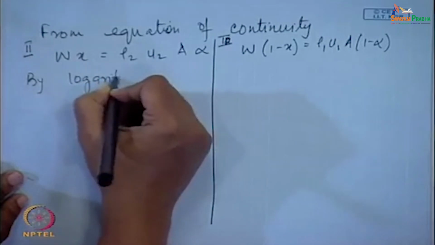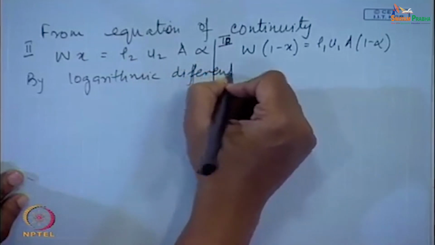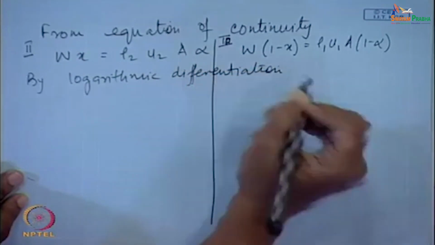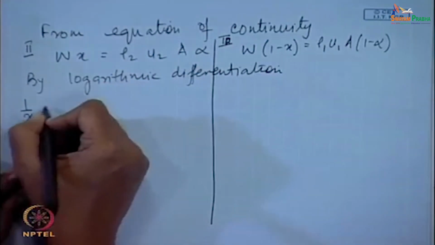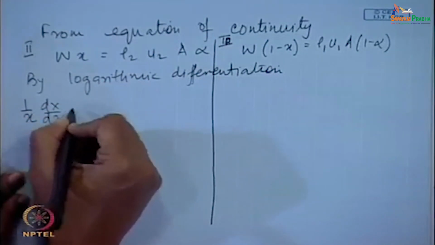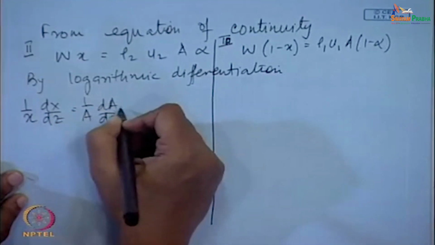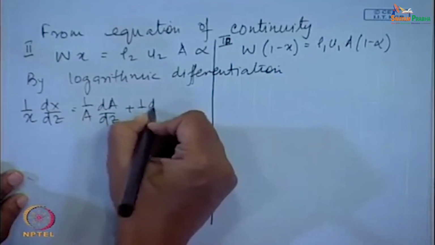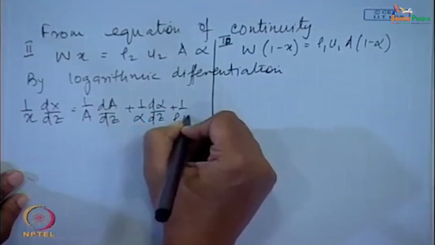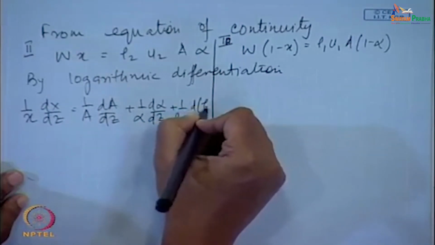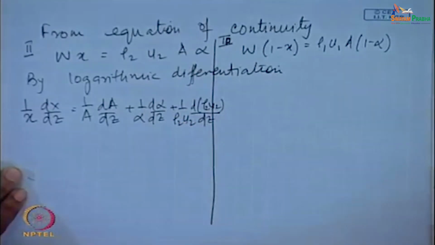Now, by logarithmic differentiation, which we have been doing quite a number of times, and you have also done it, I believe, in your other subjects as well, what do we get? For this particular case, we get 1 by x dx/dz, plus 1 by A dA/dz, plus 1 by rho 2 u 2 d(rho 2 u 2)/dz. Why am I doing this? After I write down the expression, it will be clear to you. Can you understand what I want to do?